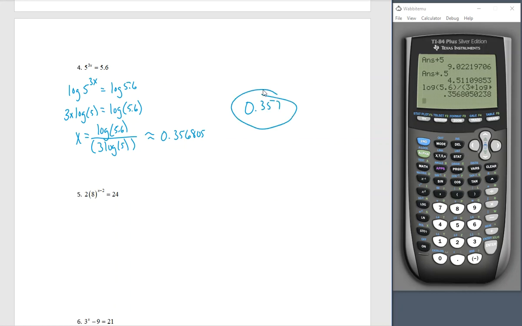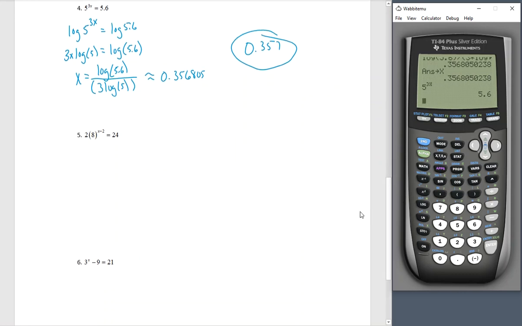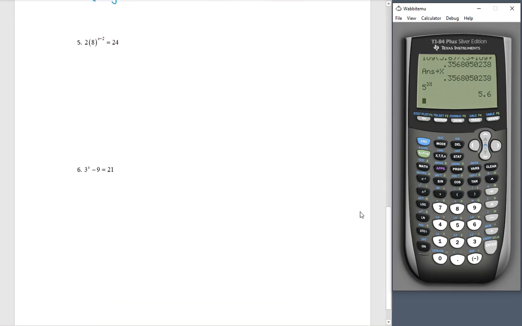So we'll go with 0.357 for our answer. Let's check it out. All right, is this answer correct? Store for x. Now I'm just paranoid. 5 to the power of 3x. 5.6. Fantastic. If you can check your answers quickly and easily, like say using a calculator, you should always do so. That's the best part about math. History, you can't go check it out unless you have a really cool phone booth and can get places.